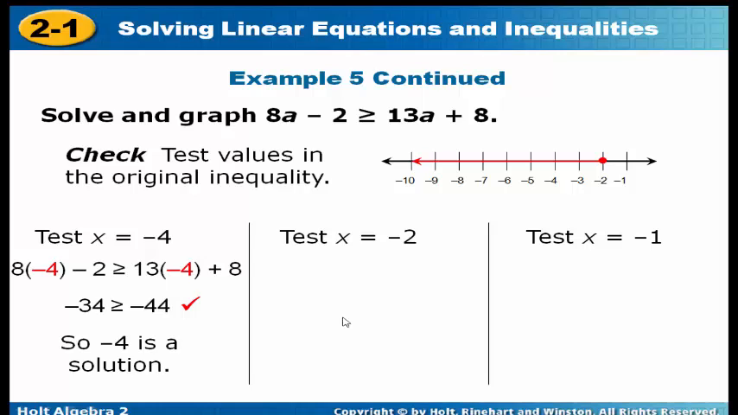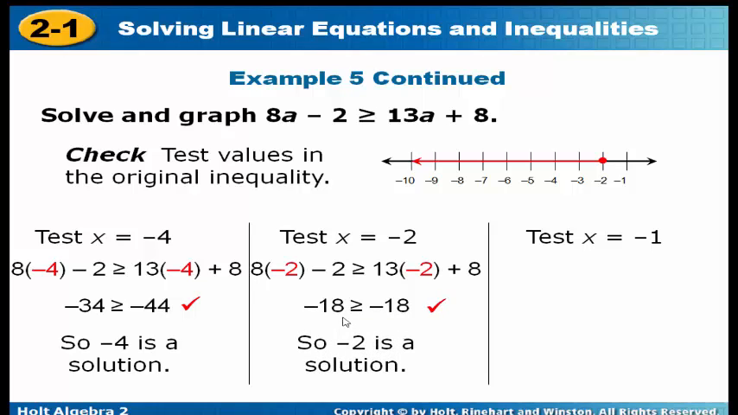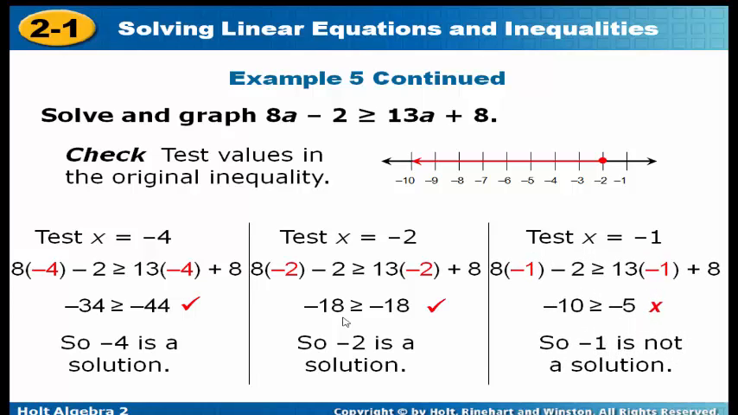To check this inequality, test negative 4. If we put negative 4 in the place of a here and here, negative 34 is greater than negative 44, so negative 4 is a solution. Test negative 2: negative 18 and negative 18, and it's equal, so negative 2 is a solution. Test negative 1: negative 10 greater than or equal to negative 5. It's not true, so negative 1 is not a solution.